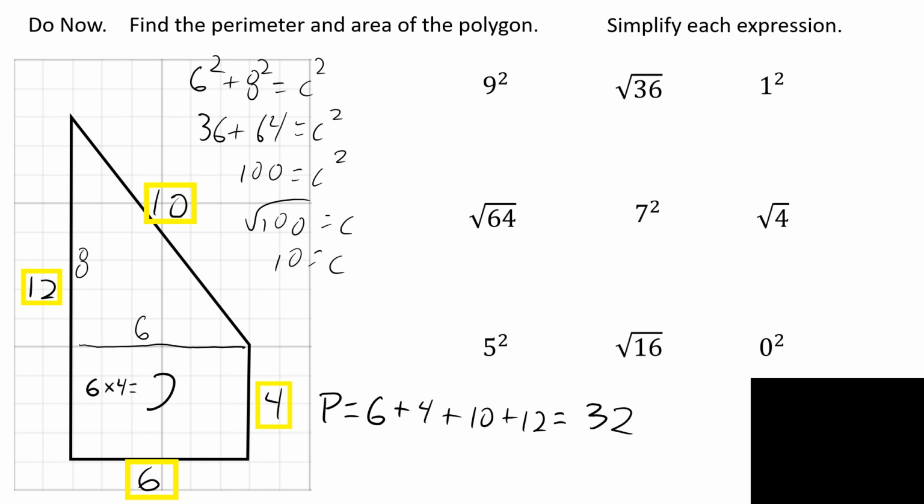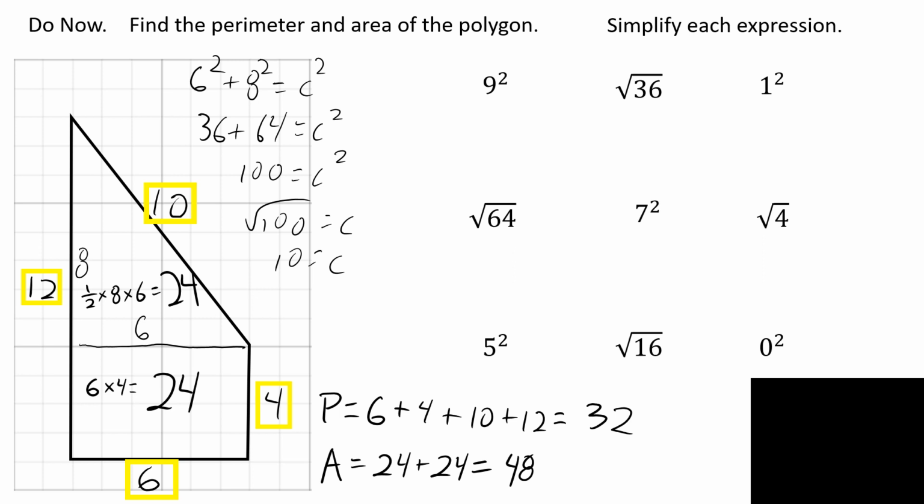Now for the area, since I've already cut it up into a triangle and a rectangle, I can figure out the area of the rectangle. I can figure out the area of the triangle. Coincidentally, they both happen to be 24. So the total area of that polygon is going to be 48.